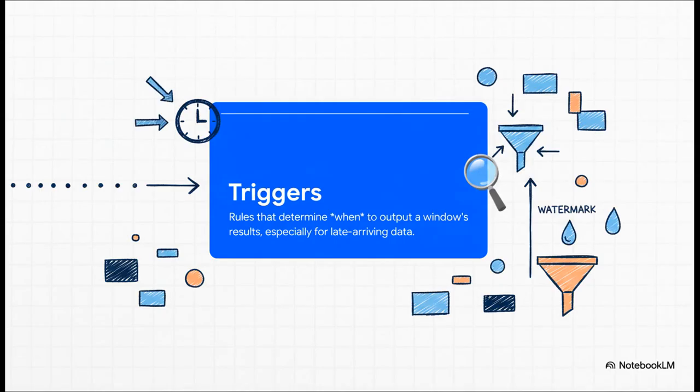And finally, triggers. They answer the really important question: so when do we actually show the results? Triggers define the exact conditions for when the data from a window gets sent out. And, more importantly, they give you the control to decide how to handle results if some data shows up after that watermark deadline has already passed.